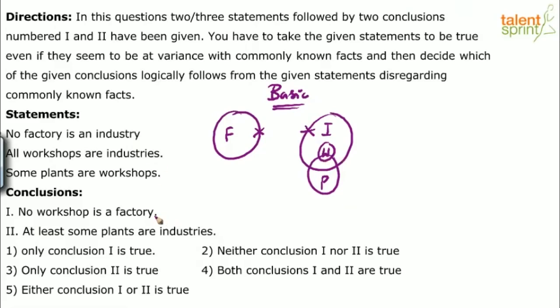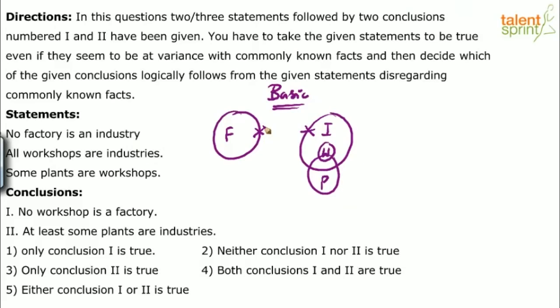Remember, a conclusion is true if and only if it follows all the diagrams, basic diagram and the possible diagrams, right? A conclusion will be false if it fails even in one of the diagrams. But it will be true only if it clears all the diagrams here. So the first conclusion has cleared the basic diagram, right? No workshop is a factory is clearly shown in the basic diagram. But will that always be true? Yes, that will always be true.